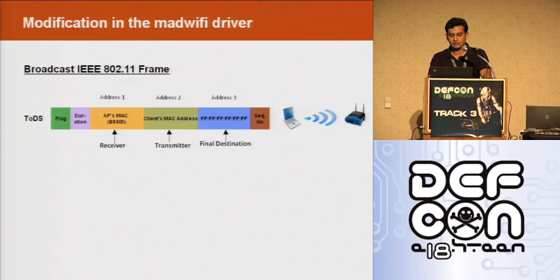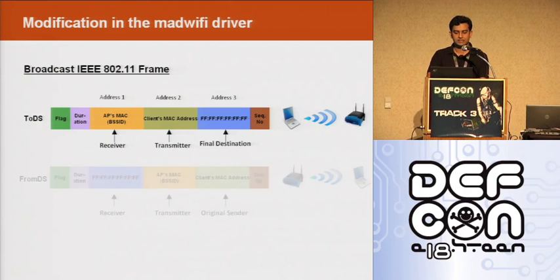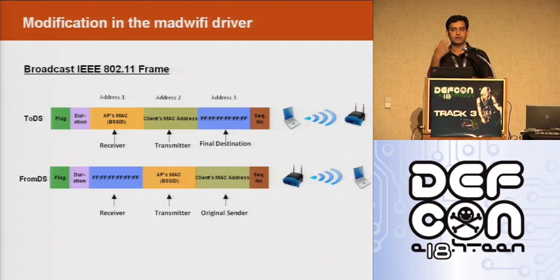Before we see what kind of modification was done, let me quickly present the .11 frame here. When a client sends a packet to the access point, it is called a ToDS frame, from client to access point, an uplink packet. And when the access point sends a packet to the client, it is called a FromDS packet, a kind of downlink packet. There is a field present in the frame which indicates the direction of the frame, whether it's going from client to access point or coming from access point to client.